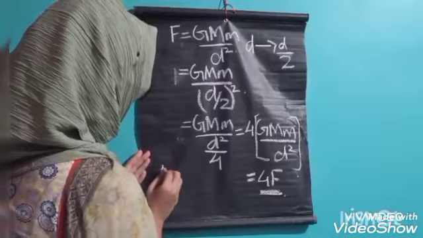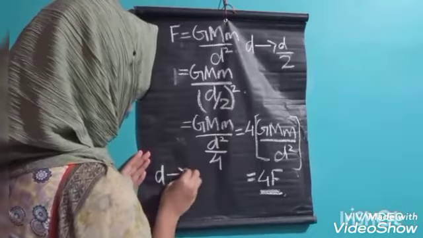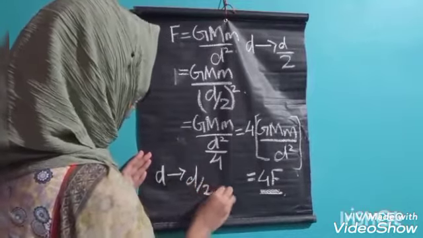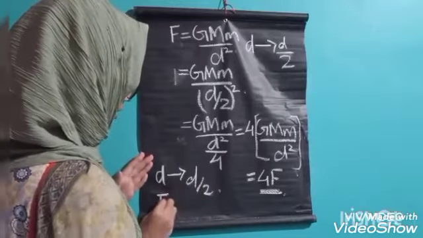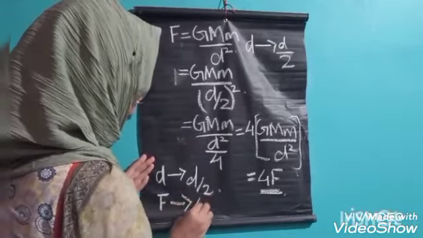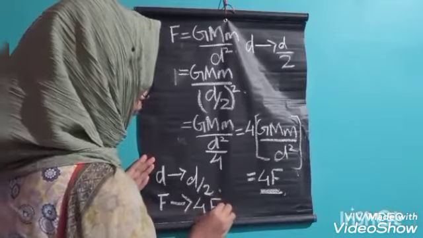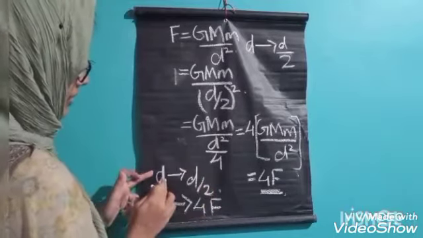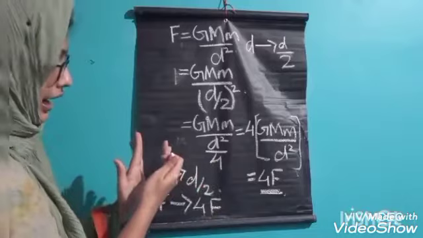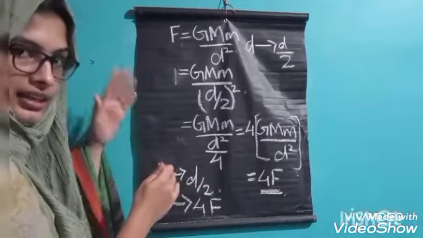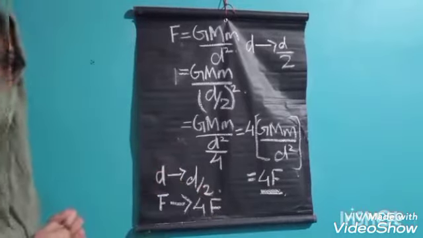When D changes to D by 2, what change occurs in the force of attraction? The force of attraction increased 4 times. That means when the distance is decreased to half, the force of attraction increases 4 times.